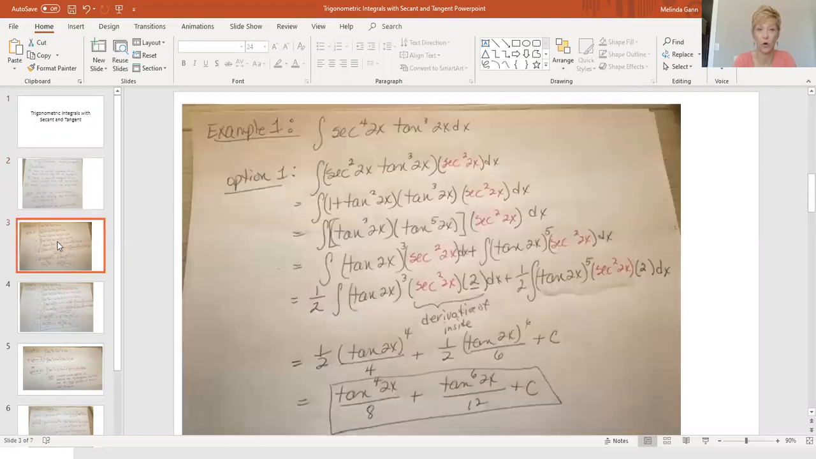Now let me show you one. You're integrating secant 2x to the 4th and tangent 2x cubed. Now remember, secant to the 4th of 2x means secant of 2x in parentheses to the 4th power.